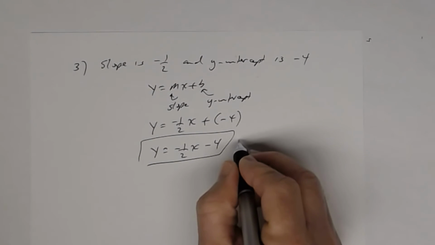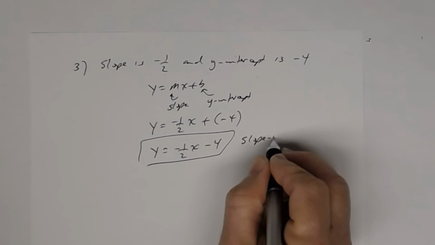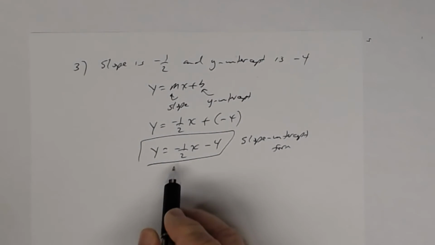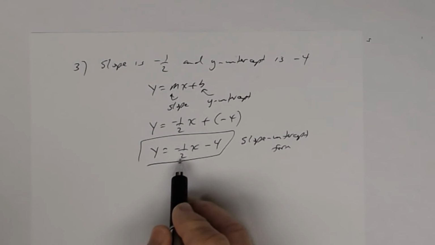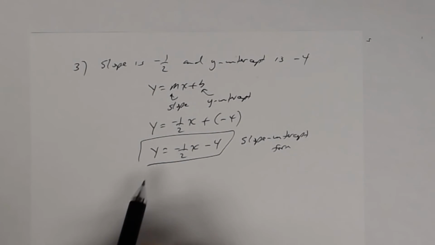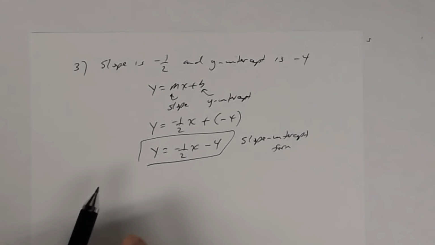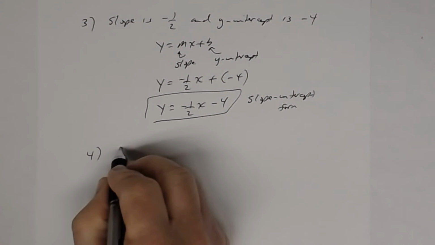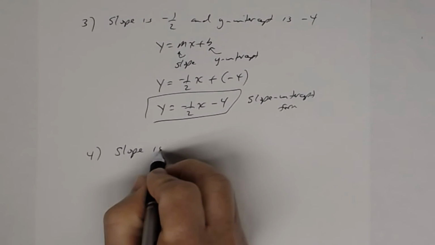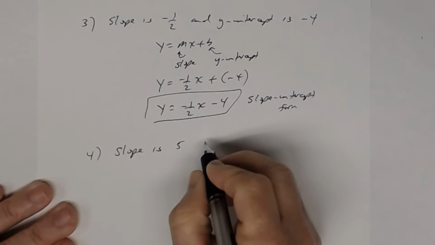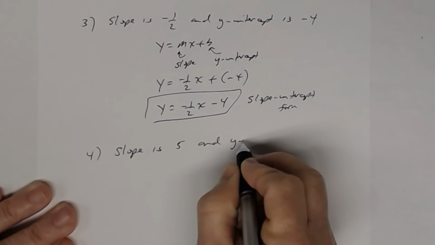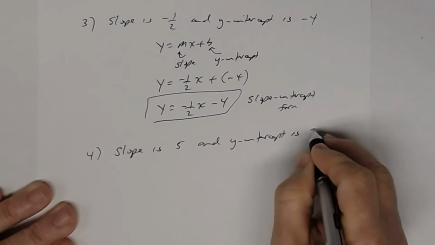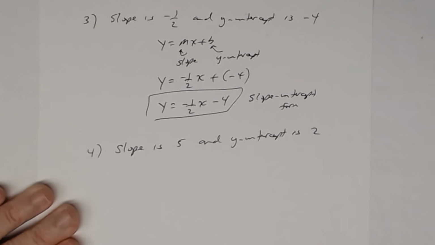Okay, so that's the equation in slope-intercept form. All right, so that's slope-intercept form. So remember, slope-intercept form is where you're given the slope and the y-intercept, and in both cases, you're given that. So very simple. All right, let's do one more. So this time, let's say the slope is 5, and the y-intercept is 2. Slope is 5, and the y-intercept is 2.